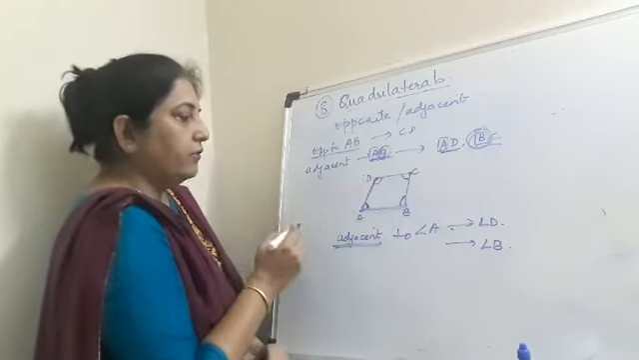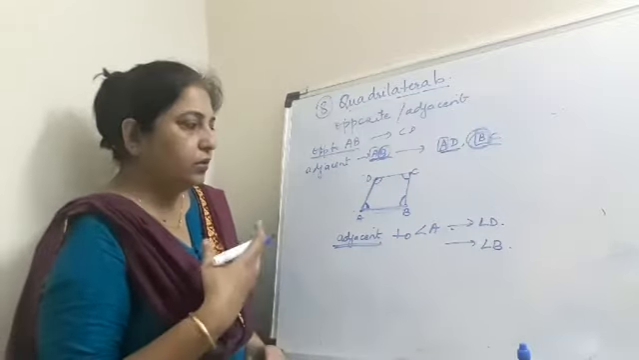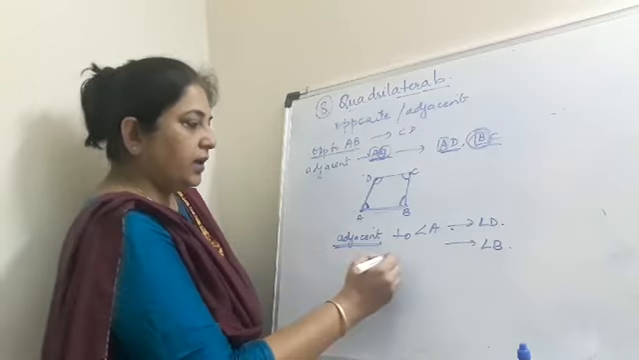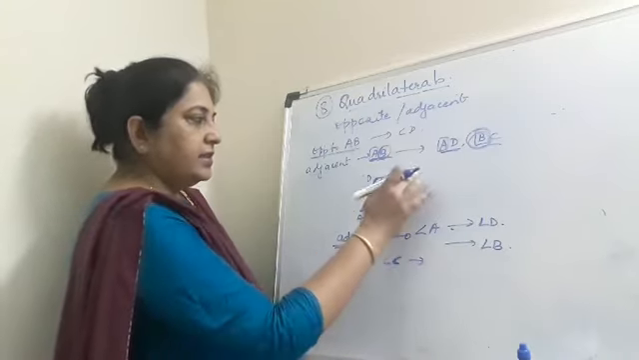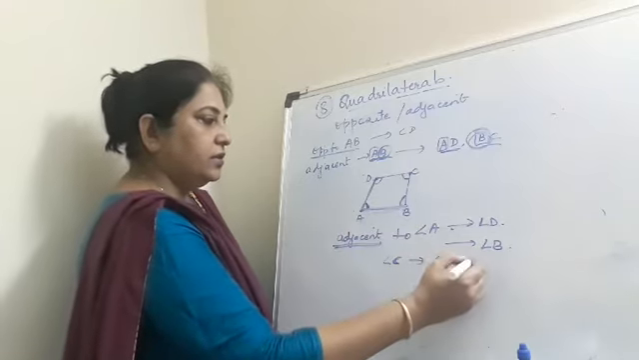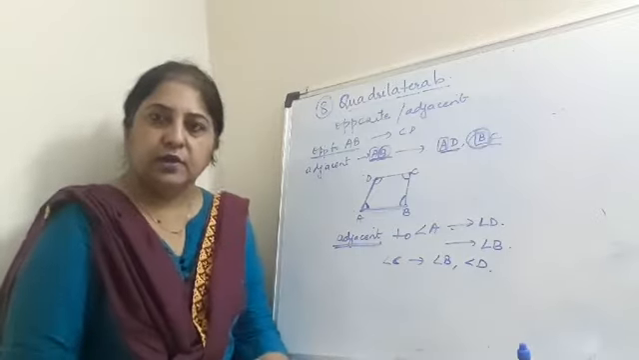So you should know what are opposite angles and you should also know what are adjacent angles. Now, what is an angle adjacent to angle C? Adjacent angles to angle C will be angle B and angle what? D. So I hope it is clear to you. If you have any confusion, you can ask me.